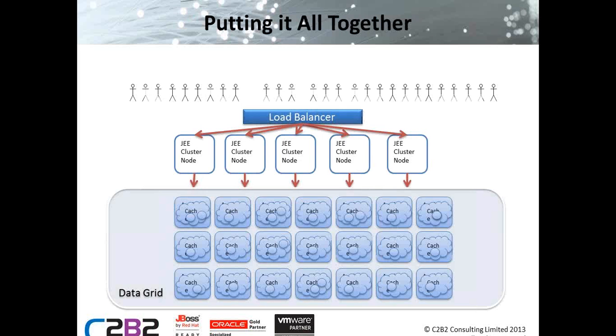So if we put it all together, a typical architecture we see is where we'd have behind here a relational database. We have a large-scale data grid. We have a bunch of J cluster nodes with a load balancer in front. And what we can do, if you look at the basic case, is... the J cluster nodes just access data from the grid using get and put.